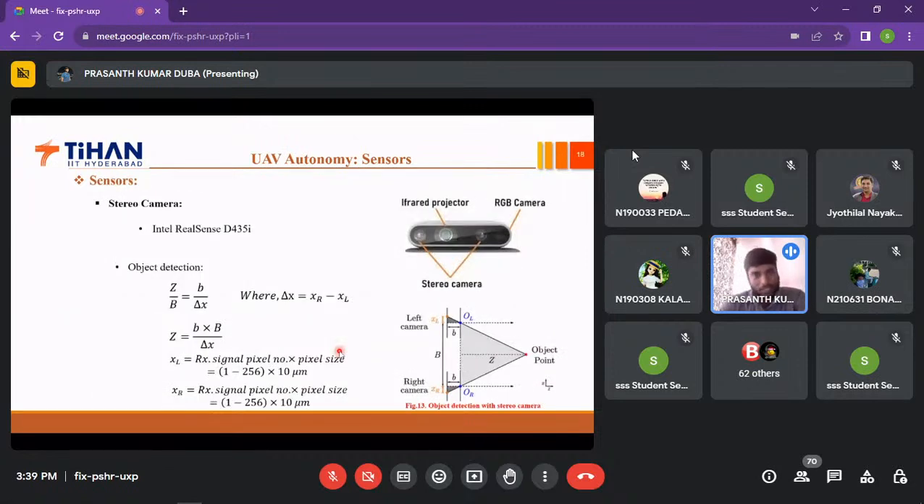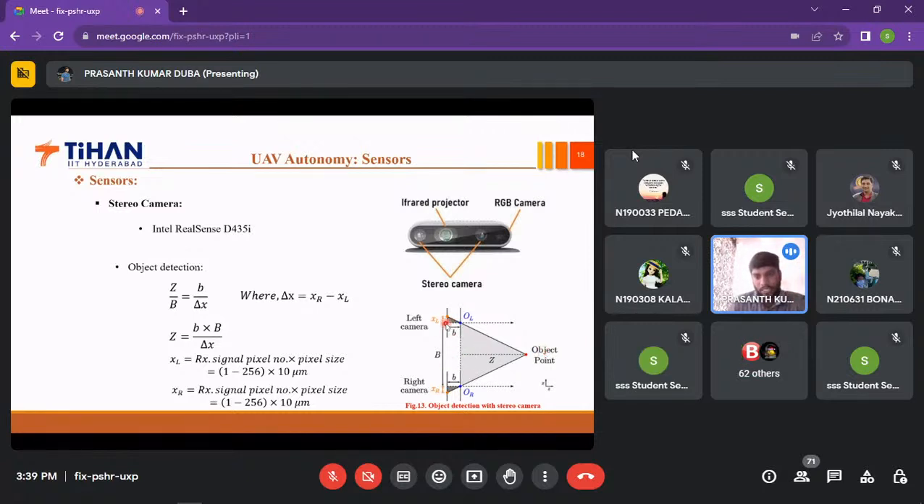Next, moving further, I introduced another sensor called the stereo camera. There are many stereo cameras available, and I have chosen the Intel RealSense D435. It has a maximum range of 10 meters. So these are the stereo cameras. With the help of a stereo camera, one application I'm describing is object detection from one point.